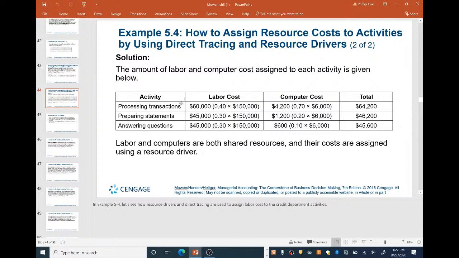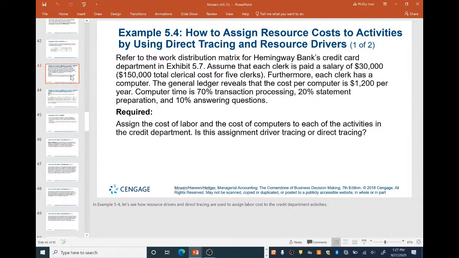So that's the activity. So for the labor cost, where did they get the $60,000? We can see here that they show us the way they got the 60,000 is 0.4 times 150, but where did these numbers come from? Where's the 0.4 and the 150 coming from? So let's back up here.